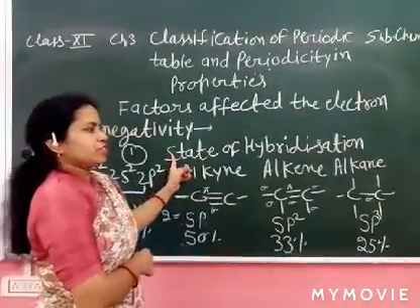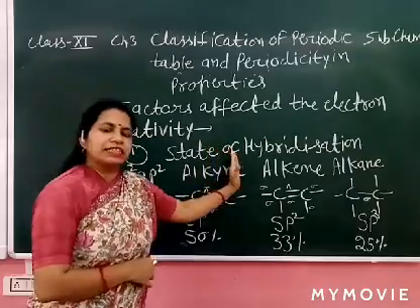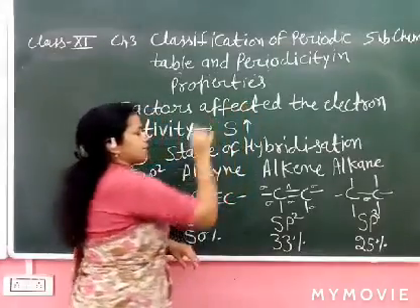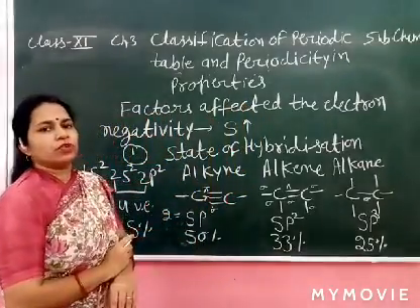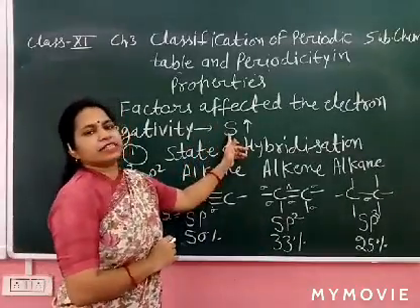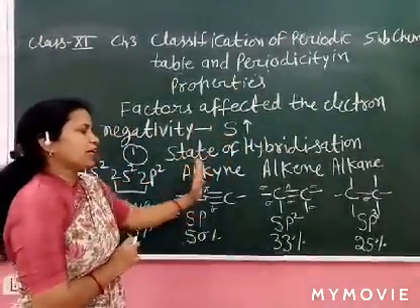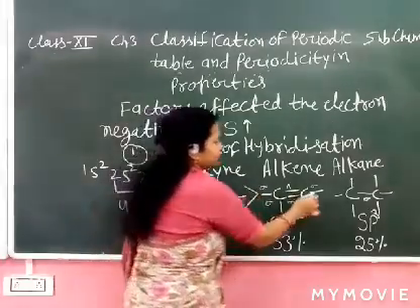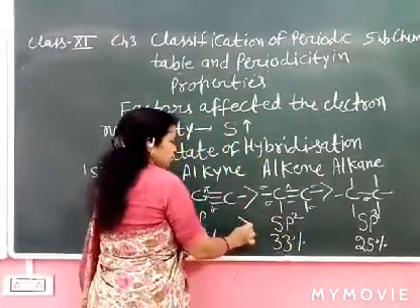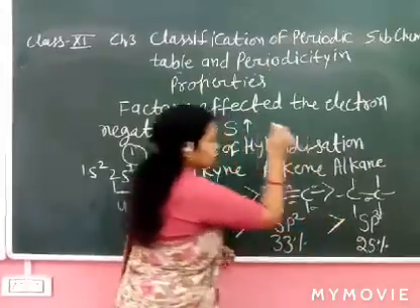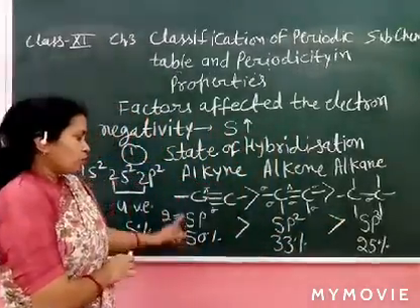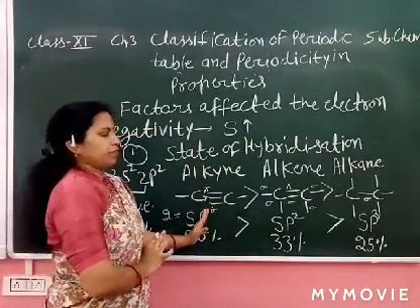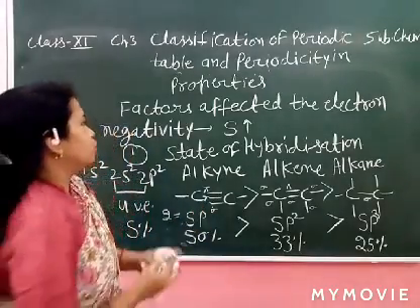State of hybridization: when s character is increased, what is the conclusion? When s character is increased, electronegativity is also increased. So what is the order? sp, sp2 and sp3. So how to calculate the bond hybridization? s orbital, p orbital. So how to write? How to calculate?